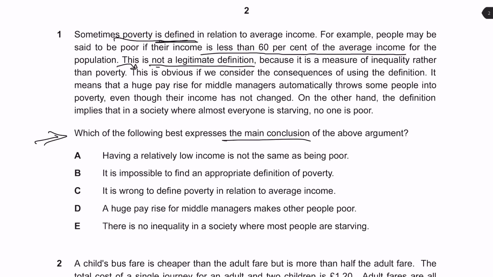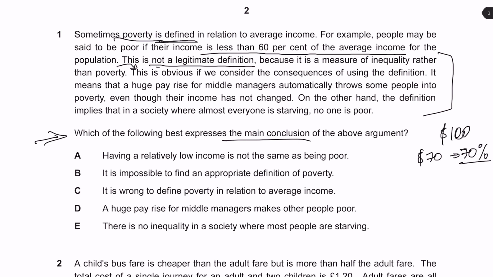It means that a huge pay rise for middle managers automatically throws some people into poverty, even though their income has not changed. On the other hand, the definition implies that in a society where almost everyone is starving, no one is poor. Okay, if a certain person earns $70 and their average income in that area is $100, let's say he or she is earning 70%, so that person is not in the poor group, right?